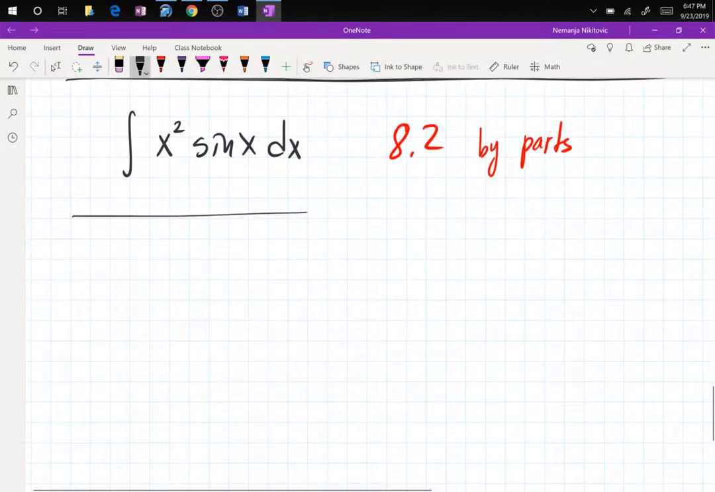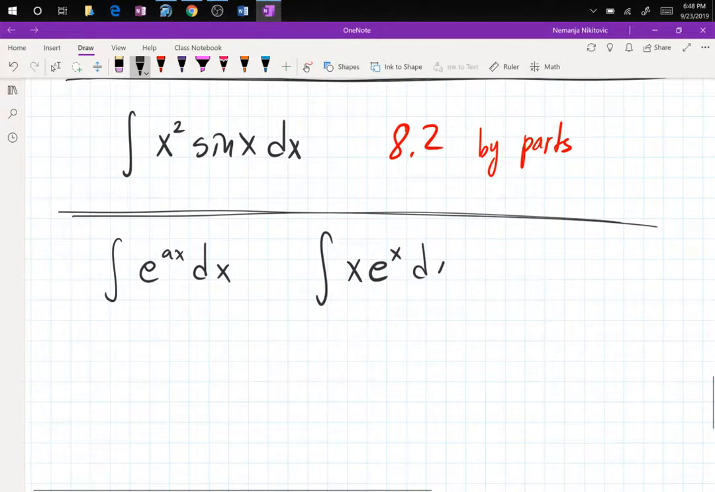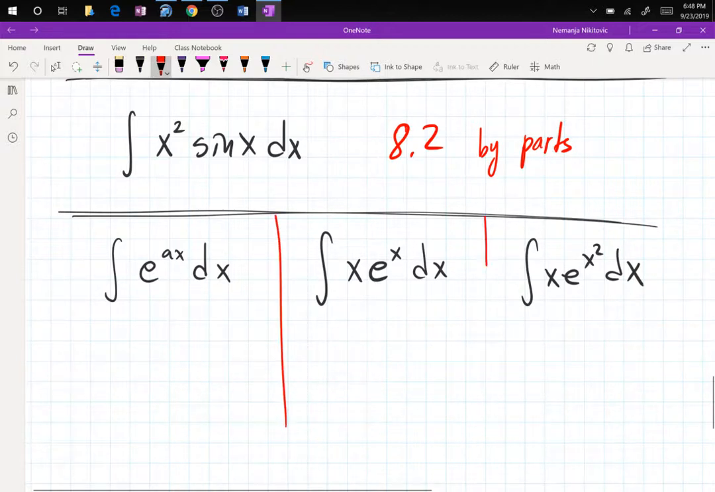Another version of this would be the integral of e to the ax dx, the integral of x e to the x dx, and the integral of x e to the x squared dx. I didn't even need to have that a over there, but whatever, right? So these are three separate problems. Would you agree they're all close, the way they look?